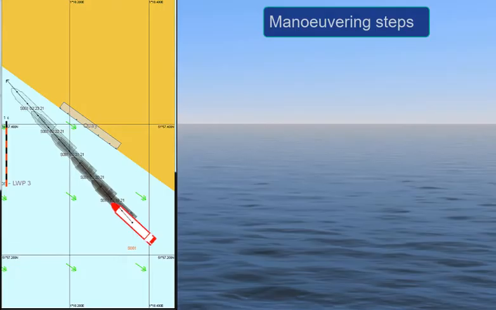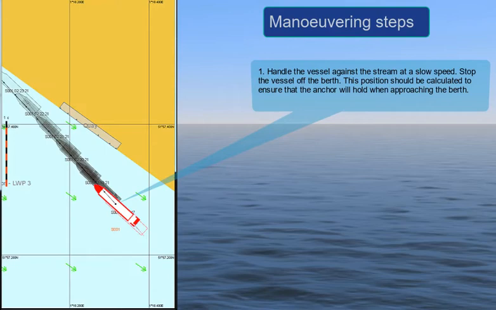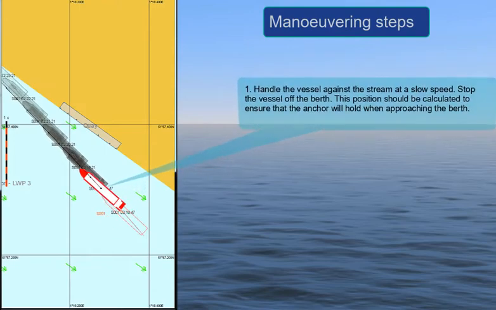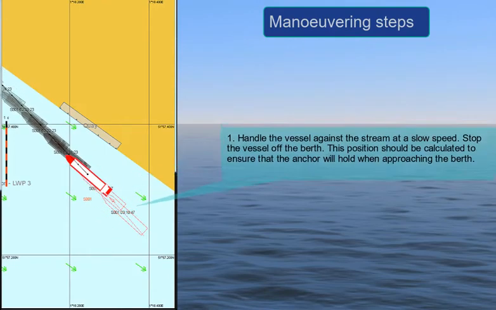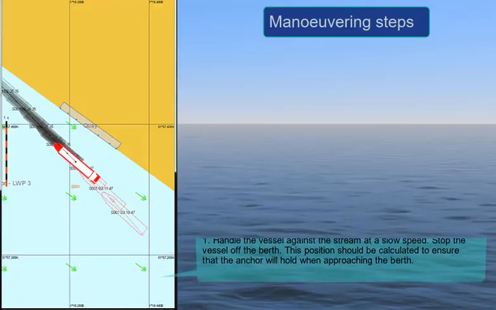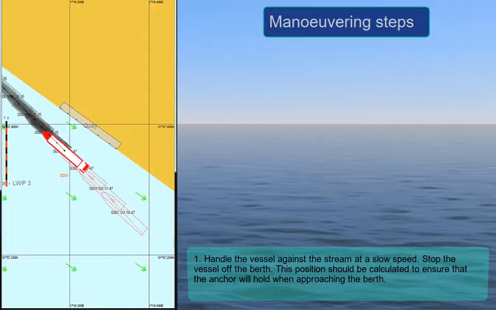Maneuvering steps. This maneuvering can be divided into 4 basic steps. Step 1. Handle the vessel against the stream at a slow speed. Stop the vessel off the berth at the position planned to drop anchor. This position should be calculated to ensure that the anchor will hold when approaching the berth.